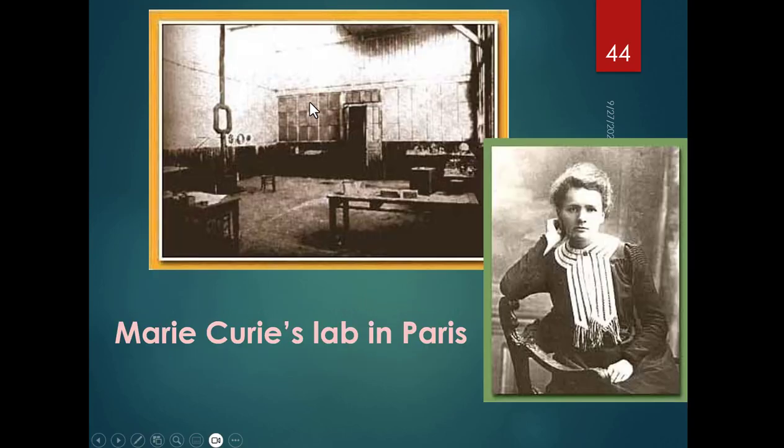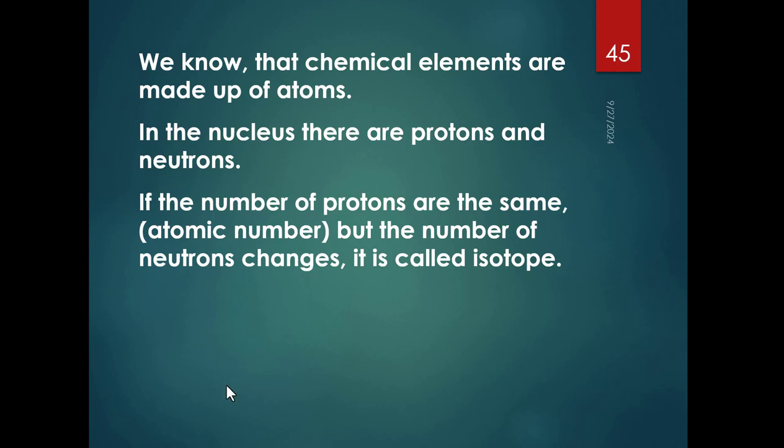So this is the hangar where she was working. And this is a picture of her. And now let's talk about the science of the radioactive age measurement. Remember, we know that chemical elements are made up of atoms. In the nucleus of the atoms, there are protons and neutrons.